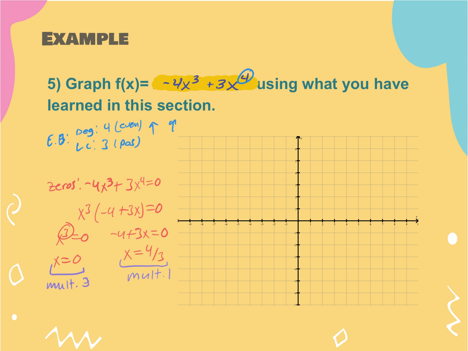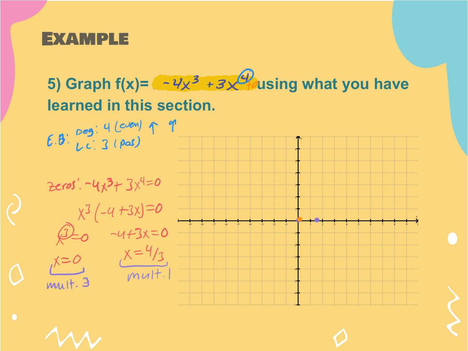Meaning both of these points are actually going to cross the x-axis, at 0 and at 4/3, which is a little bit more than 1, so somewhere right there, we're going to cross those points. And we know that it's crossing because of the odd multiplicity. Similar to the examples we've done recently, there's been no constant term, meaning that our y-intercept is going to touch at the point 0, 0.